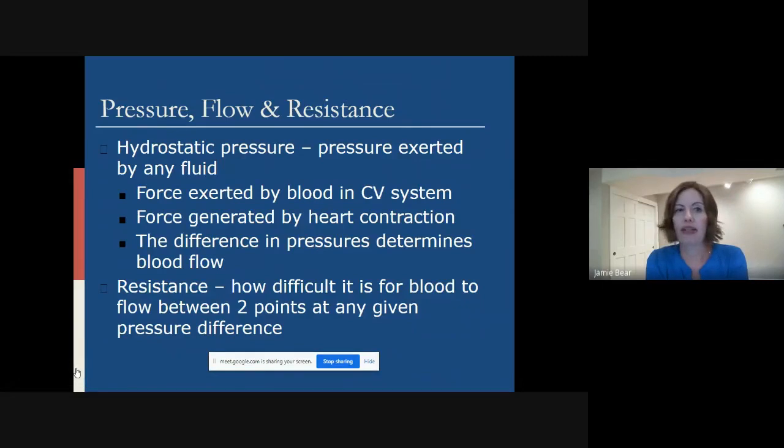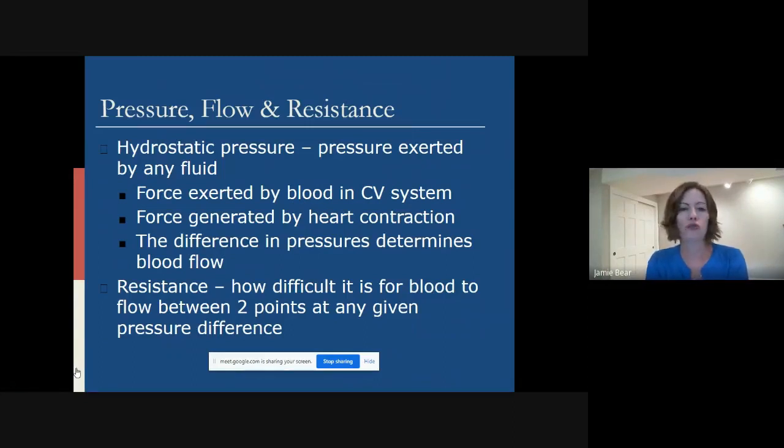Exactly the same as in our respiratory system, we have to look at how pressure, flow, and resistance have an influence over each other. In general, when we talk about hydrostatic pressure, we talk about a pressure exerted by fluid. In the cardiovascular system, that's just the pressure created by blood in the blood vessels. That's generated by our heart muscle contraction, and it's just commonly called our blood pressure. Hydrostatic pressure is the same thing as our blood pressure.